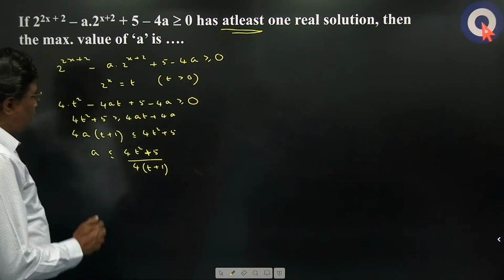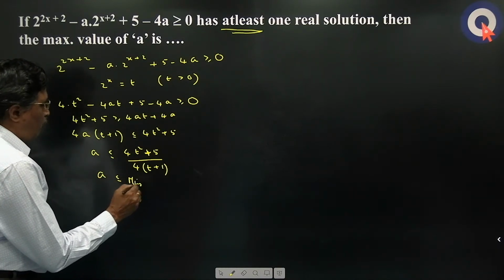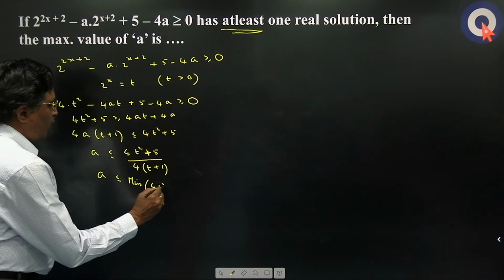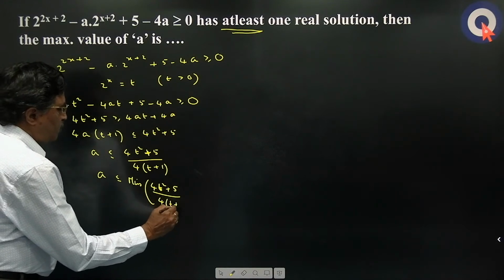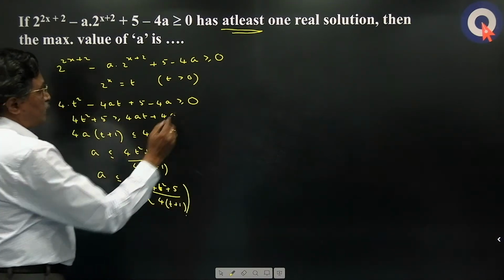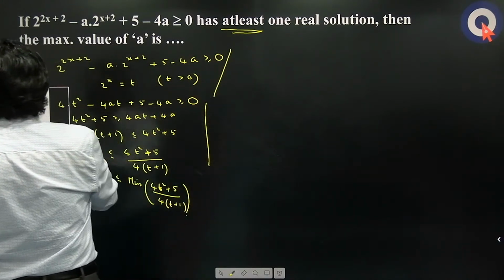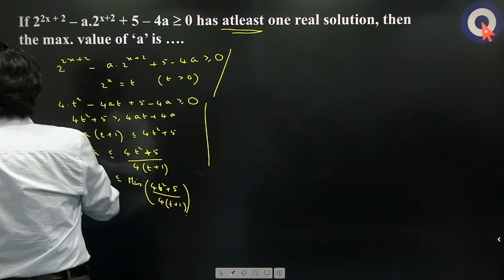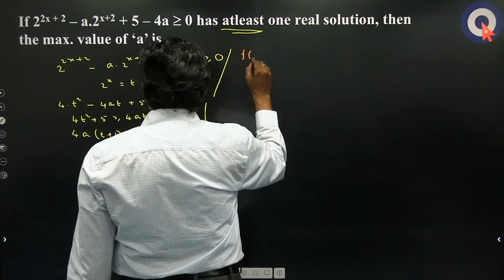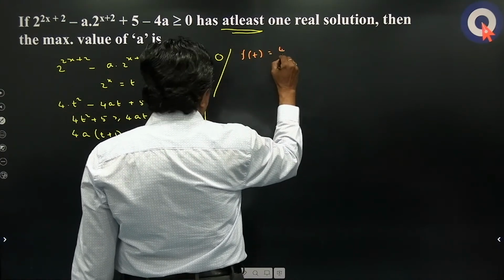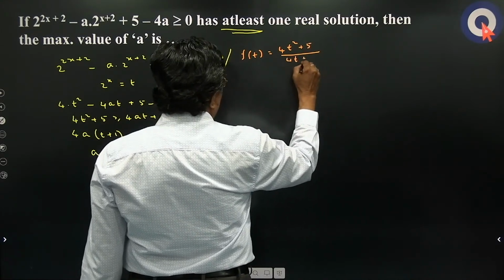So a is less than or equal to the minimum value of (4t square plus 5) by 4 into (t plus 1). If this is satisfied, then we will have at least one solution. And from here, of course, a normal calculus approach can be taken. So let us say f(t) is equal to (4t square plus 5) by (4t plus 4).